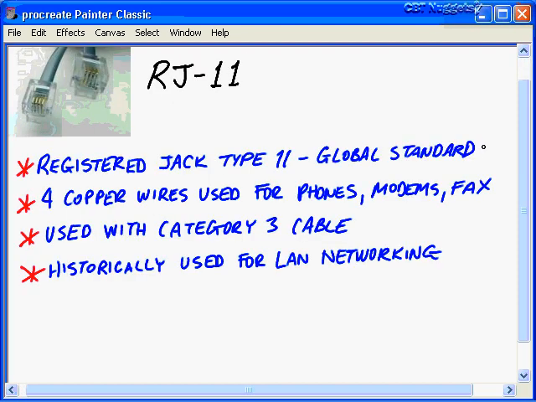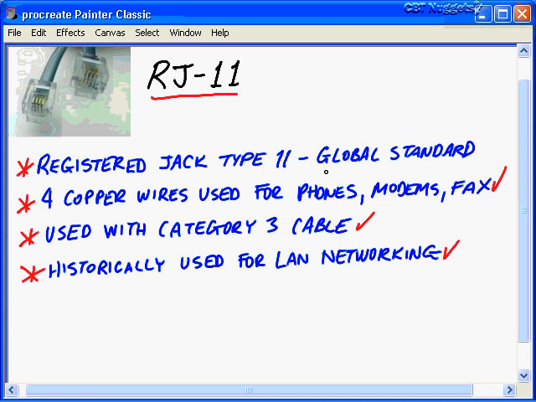Let's start with the most basic. RJ11 stands for Registered Jack Type 11. It's probably the most commonly used jack connector in the entire world. It's a global standard. This is the one that's used for your telephone. It's got 4 copper wires, and it uses a twisted pair cable used for phones, modems, and fax machines. Generally used with Category 3 cable, and historically RJ11 connectors and Category 3 cable were used for LAN networking, but really not anymore.